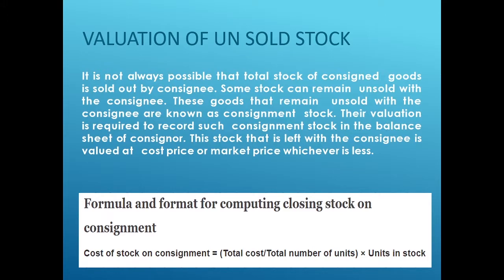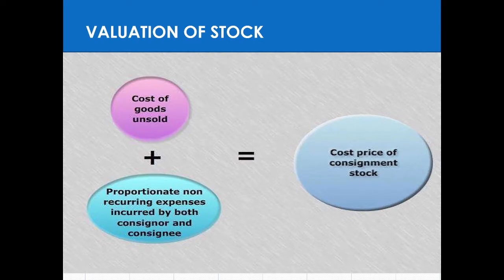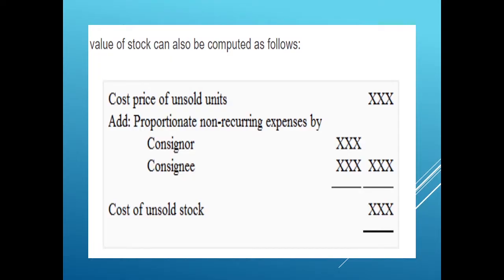Okay, students. In the last video we understood the valuation of unsold stock. The method we follow is a calculation for only the unsold stock portion: cost of goods unsold plus a proportion of consignor expenses and consignee direct expenses. For this we pass one journal entry, consignment stock account debited to goods sent on consignment. This is the procedure or format we use to calculate unsold stock. We practiced 2 problems; the remaining problems you try here.